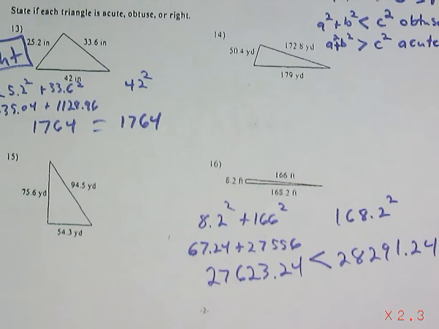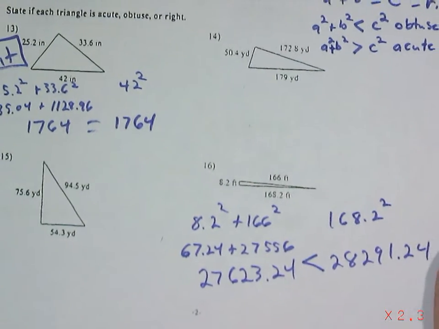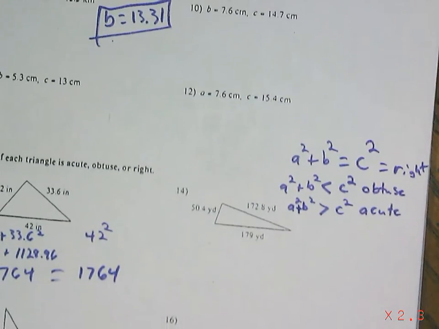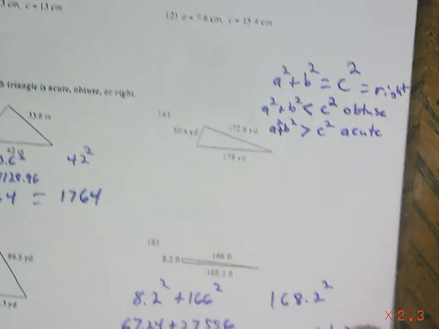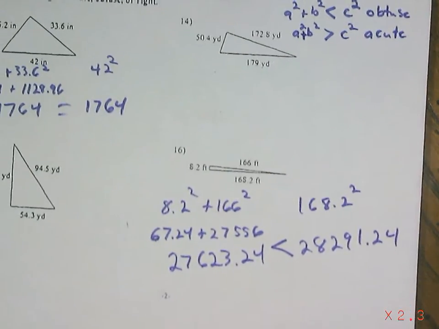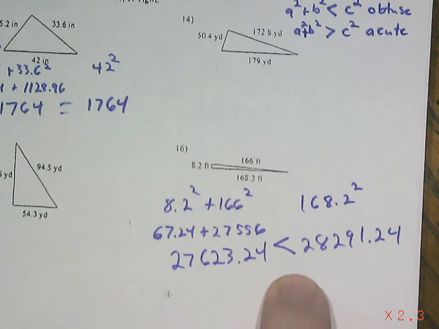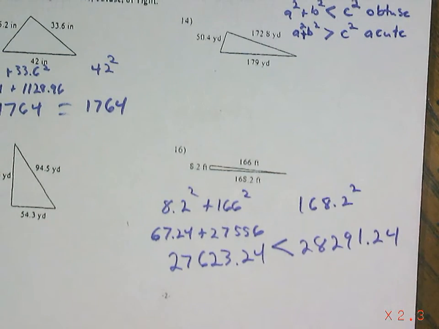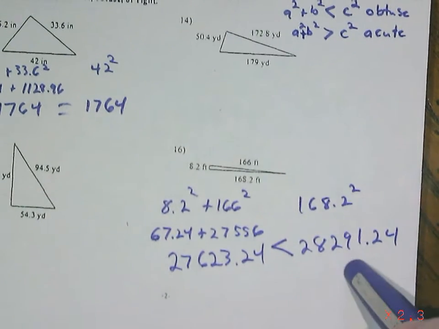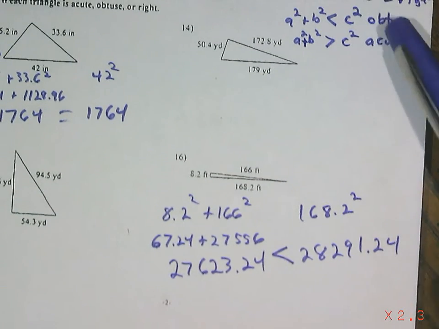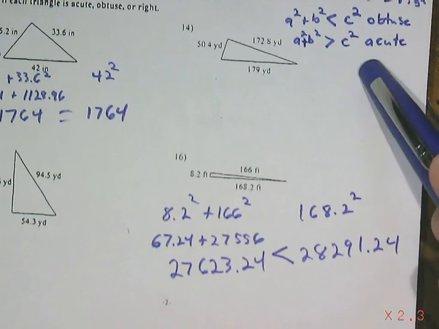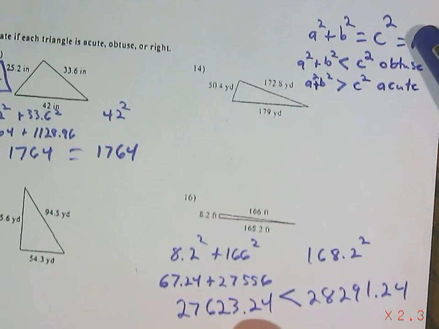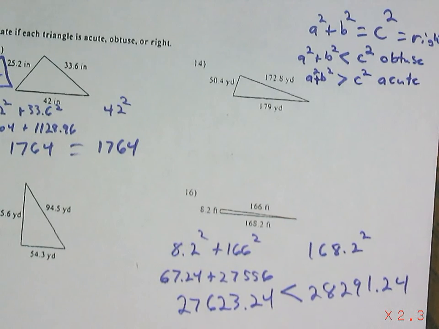So it is not an acute triangle. It is obtuse. Okay, so we can figure that out just by figuring out how these two sides squared and added together compare to that longer side squared. And that's really all there is to it. If this side is bigger, it's going to be obtuse. If this side is smaller, it's going to be acute. If this side is equal, it's going to be right. Otherwise, it's just using the Pythagorean theorem to figure stuff out.